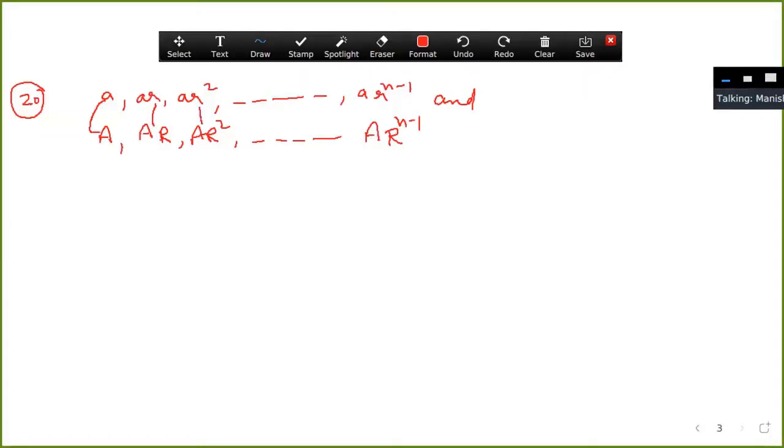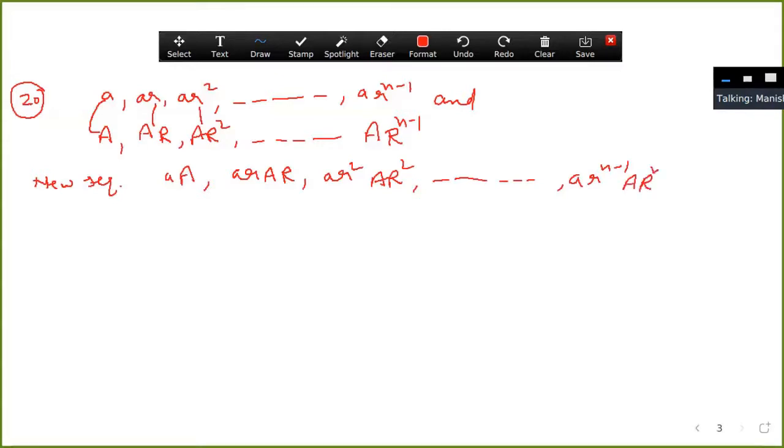So the new sequence will be aA, then small ar into capital AR, next small ar square into capital AR square, and so on. The last one will be ar to the power n minus 1 into capital AR to the power n minus 1. This forms a GP, it means that we have to get the ratio.